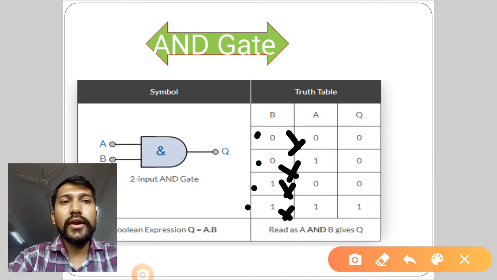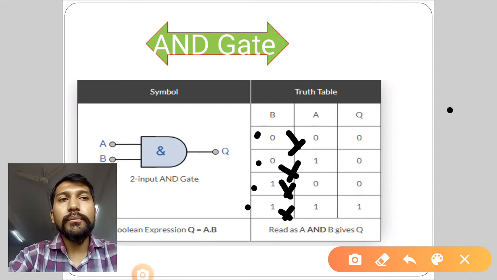So I will be getting high output when both the inputs are high, or if either of the inputs is low, I will be getting low output. So this is how a particular AND gate is going to work.